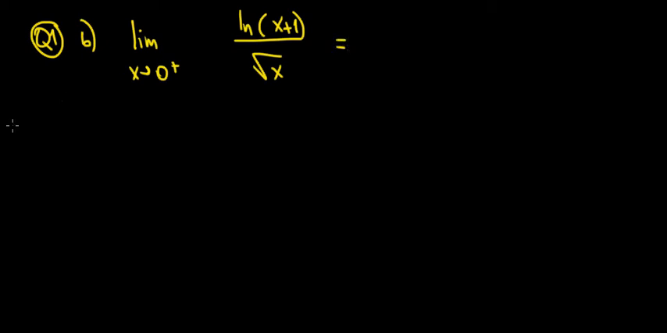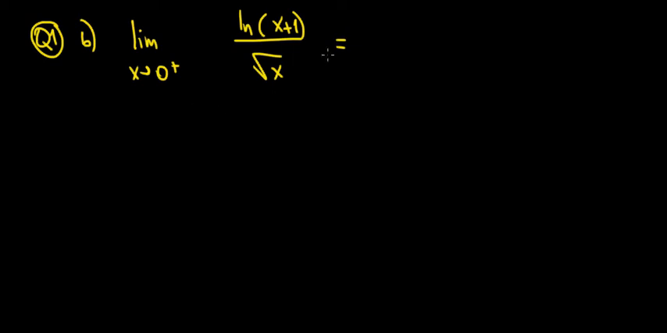Let's go through part B now. We have the limit as x approaches 0 from the positive side of the following function, ln of x plus 1 divided by square root of x. Alright, well, first step, let's substitute 0 into the function to see what we get.